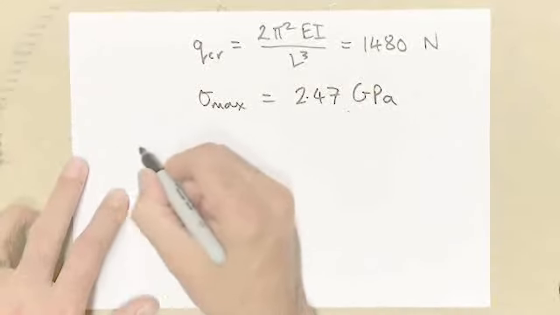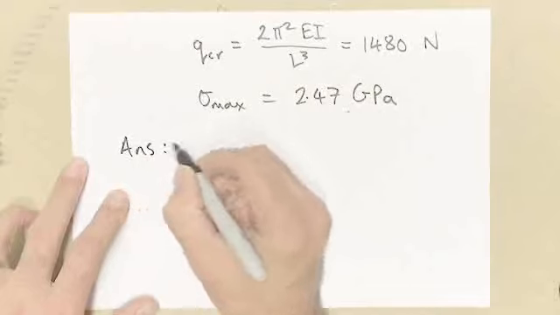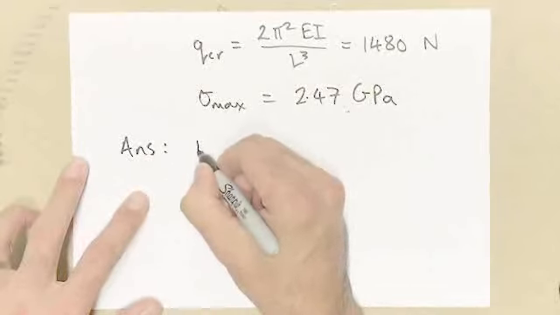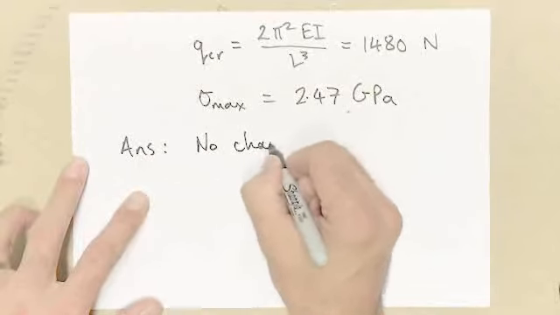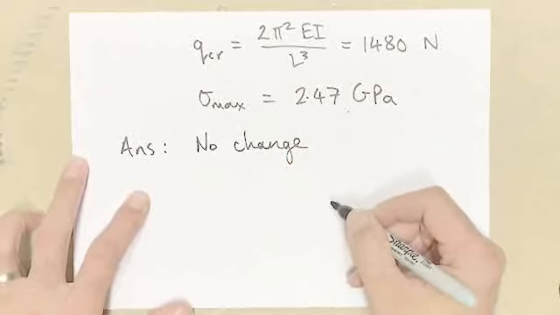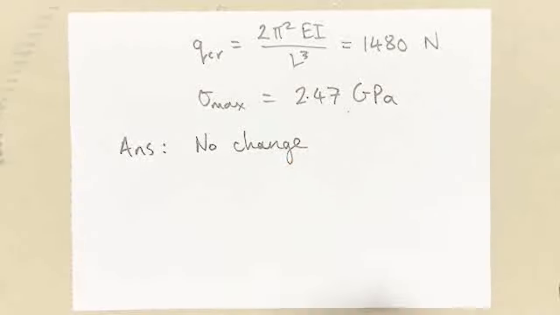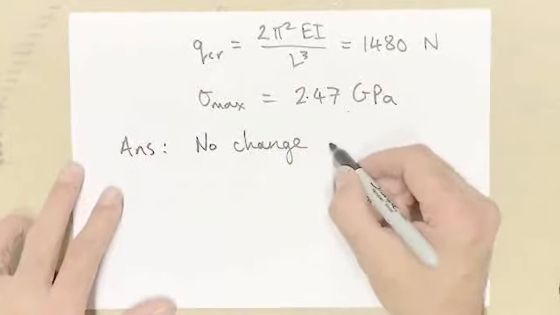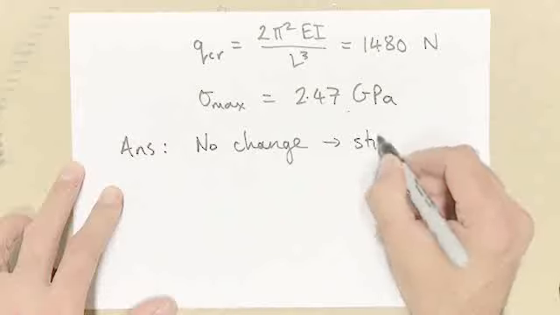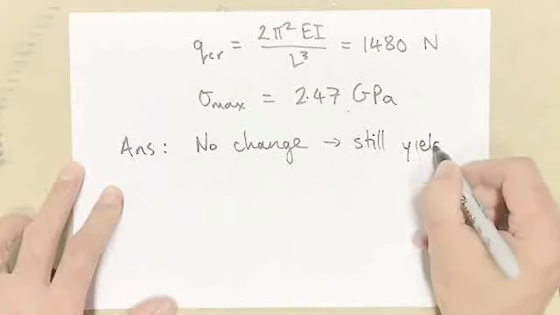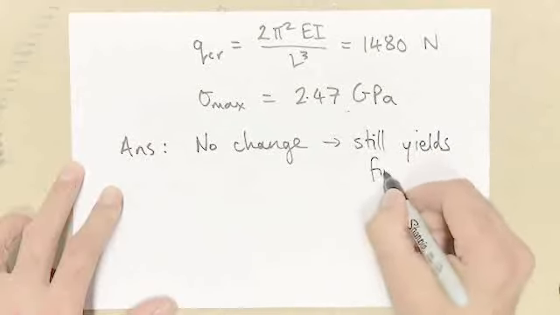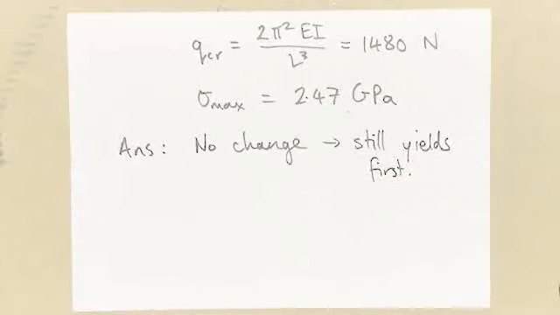So the answer is nothing changes in terms of your answer to C and D. It will still definitely yield before buckling. Or, sorry, the answer to D doesn't change. There is no change. Still yields first. Okay, and that's question 1 of the exam in 2010.